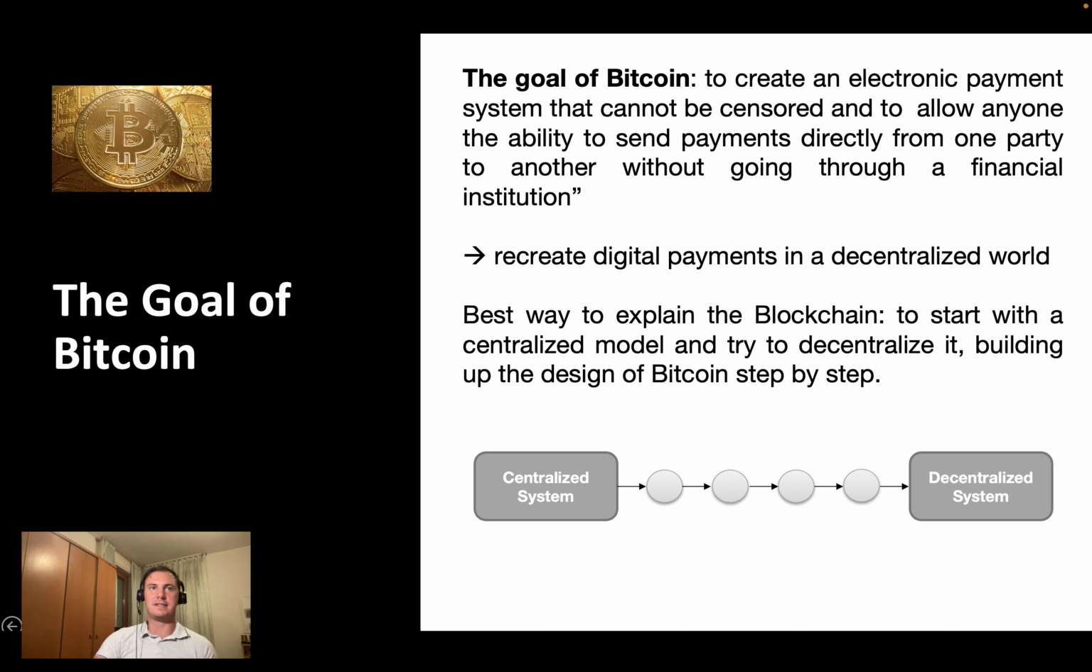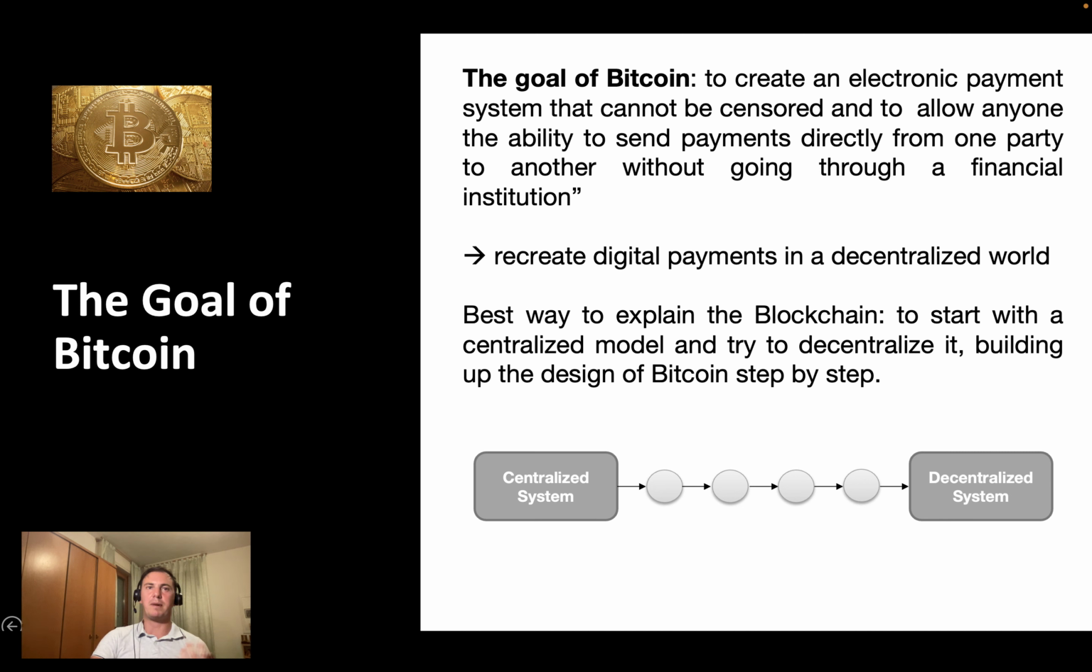So firstly, let's discuss the goal of Bitcoin. As discussed in part 1, the goal is to solve the double spending problem. In particular, to create an electronic payment system that cannot be censored and to allow anyone the ability to send payments directly from one party to another without going through a financial institution.